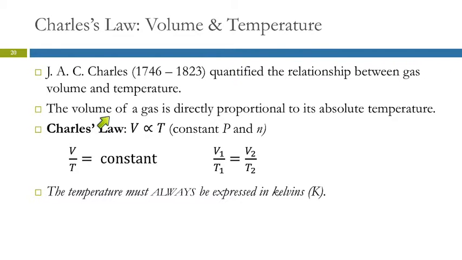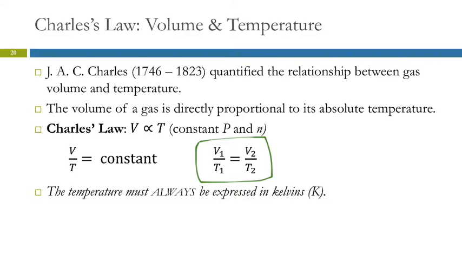And he found that the volume of a gas is directly proportional to its absolute temperature. So the temperature goes up, the volume goes up. It can be stated this way: volume is proportional to temperature. We have to assume that the other two variables remain constant: pressure and amount of gas. So we can express it this way, but this is the most useful way: V1 over T1 equals V2 over T2. So that's one you need to know.